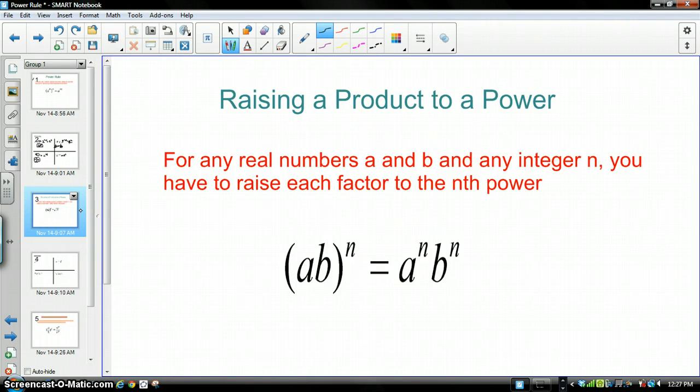Now, raising a product to a power. As you'll see here, inside our parentheses, we have a being multiplied by b. So when we have two things being multiplied by each other, that means we have a product. So our n gets distributed to our a, and it gets distributed to our b, as you can see right here. And it stays in the exponent.